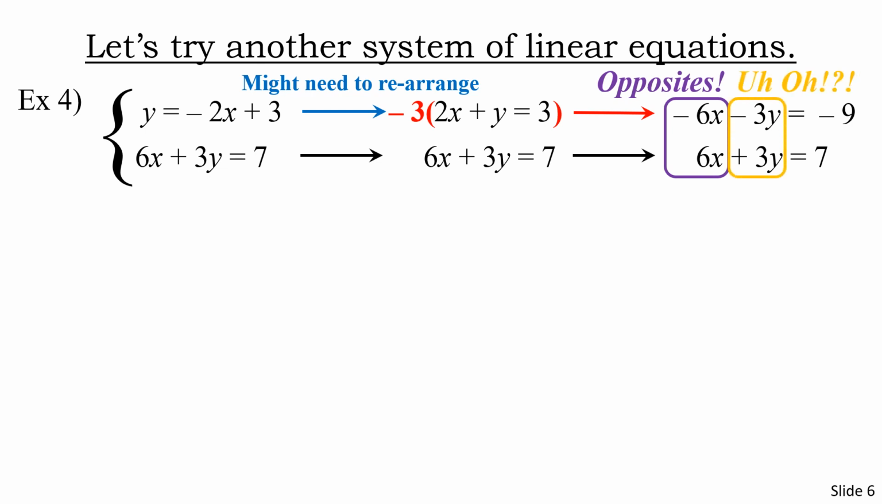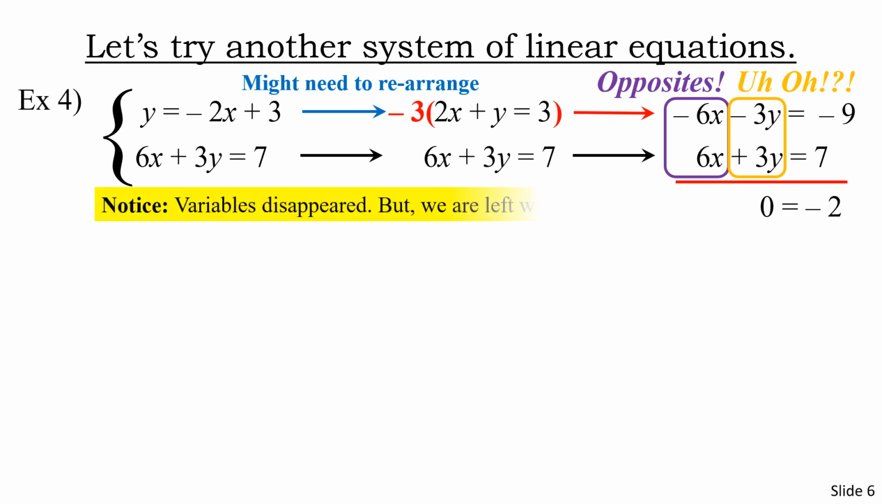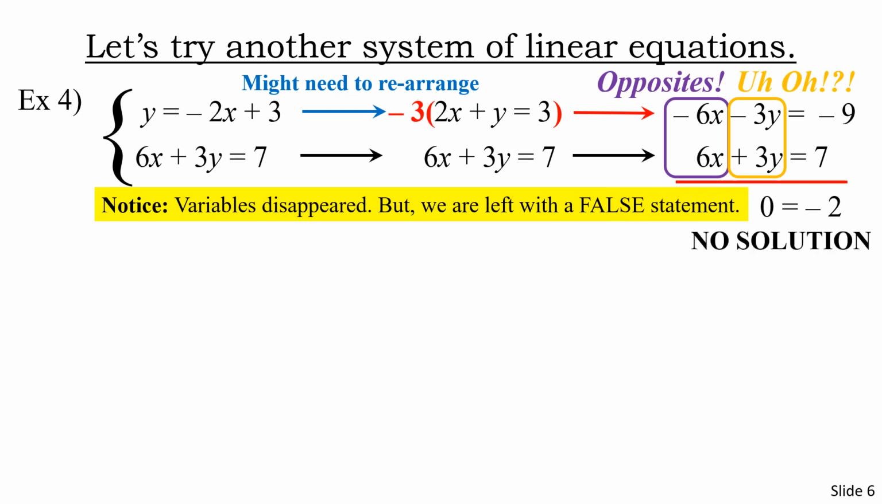Uh-oh. I got another set of opposites. Okay. So sometimes this happens. When we add them together, the variable disappears and we get a false statement. So this is very similar to what we experienced in substitution method. A false statement. Variable disappears, false statement. False statement means no solution.